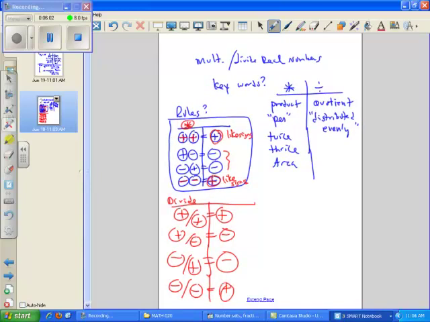Oops, this pen is very fussy today. Sorry about that. Okay, so now we have our keywords and our rules kind of in place.